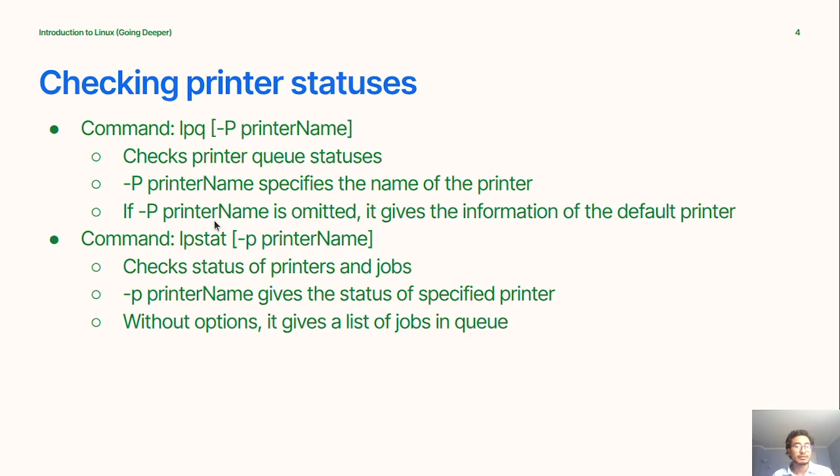We have another command which is lpstat. It gives more information, and it also checks status and print jobs. So -p with the lowercase p and the printer name gives the status of the specified printer, and without options it gives a list of jobs in the queue.